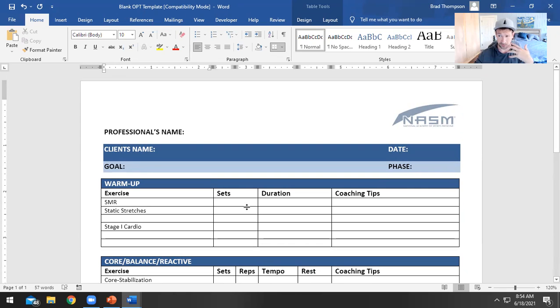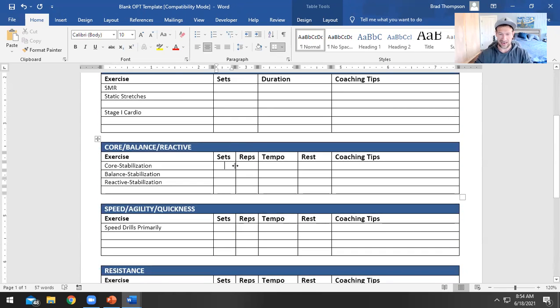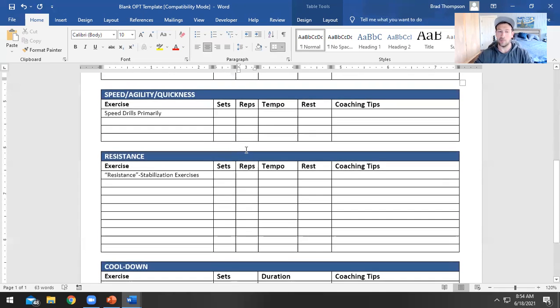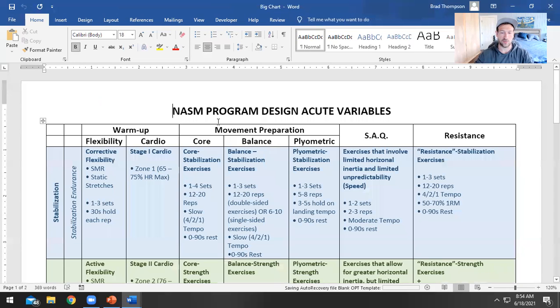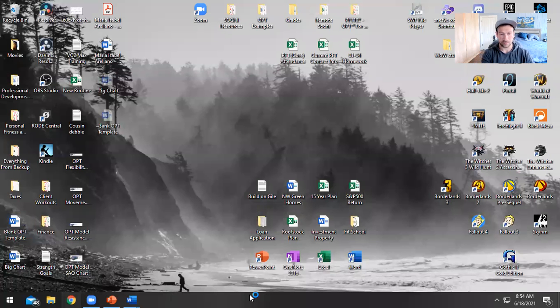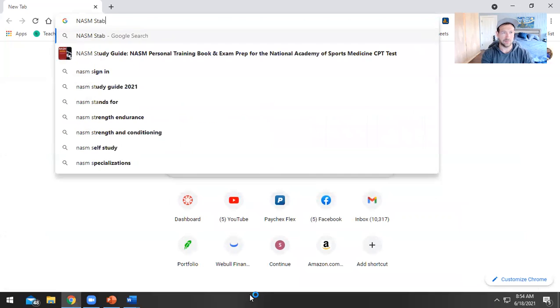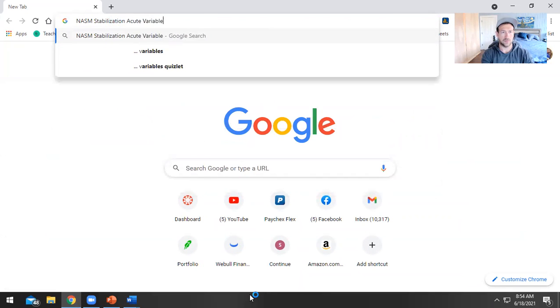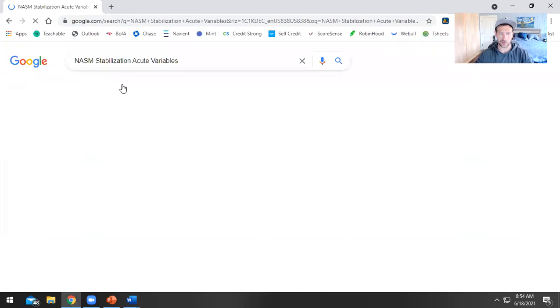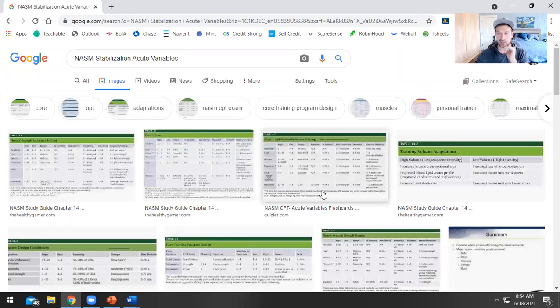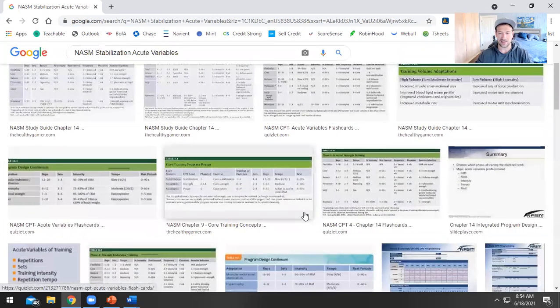But what we haven't really spent too much time on is how many sets and repetitions you should be doing, right? That's not something we've really covered a lot until now. And that's what this big chart is for. In your textbook, you will find these little tables in chapter 14. And this is in your regular NASM textbook. In chapter 14, you will find these little tables here.